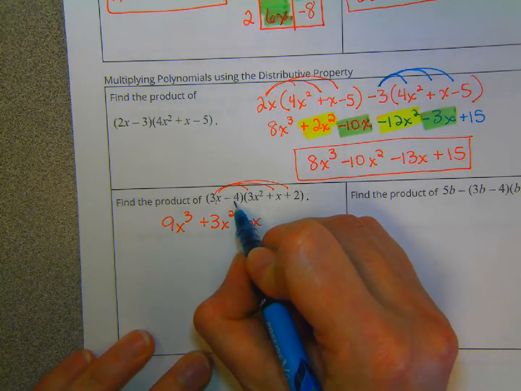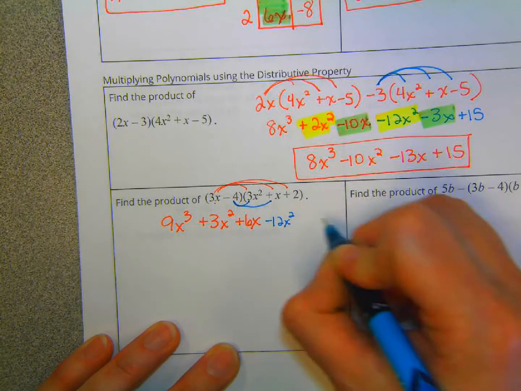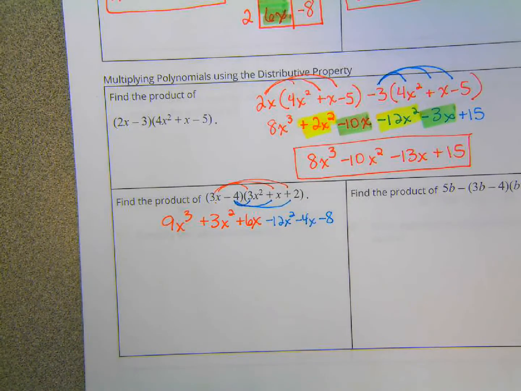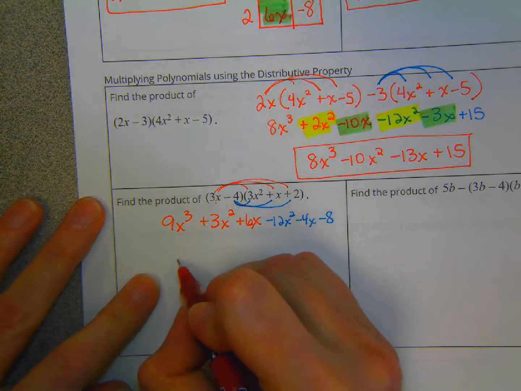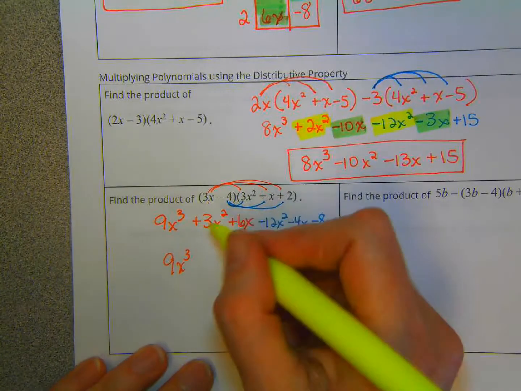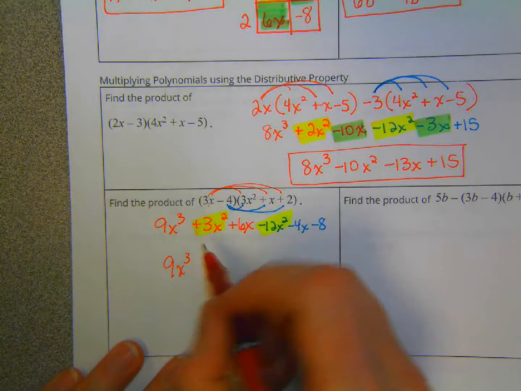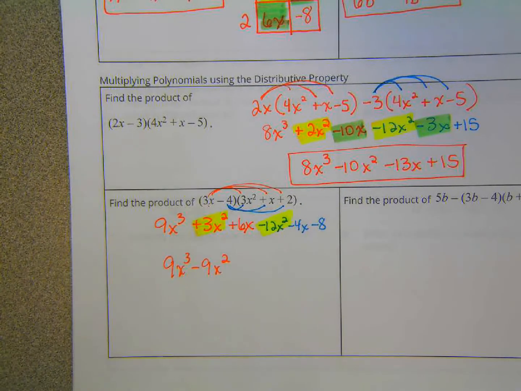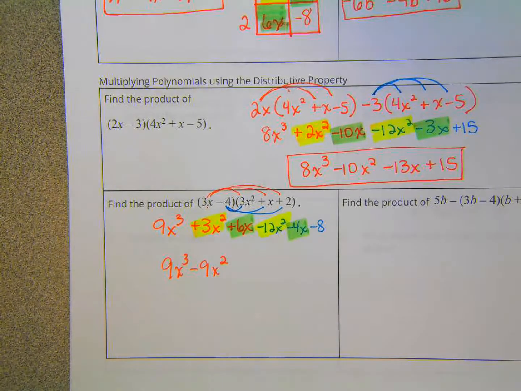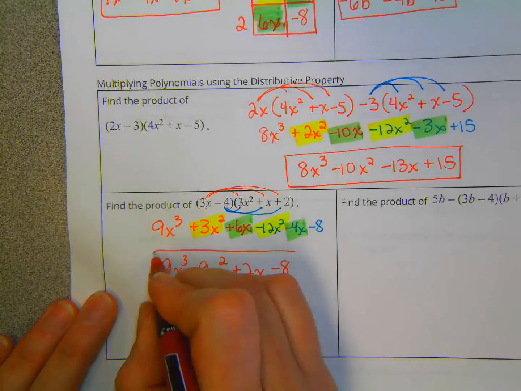Then I'm thinking negative 4 times 3x squared is negative 12x squared. Negative 4 times x is negative 4x. Negative 4 times 2 is negative 8. And then combine our like terms. 9x cubed, that's the only cubed term. We've got 3x squared and negative 12x squared, so that is negative 9x squared. Then 6x minus 4x, or 6x plus a negative 4x, that's plus 2x minus 8. Final answer.